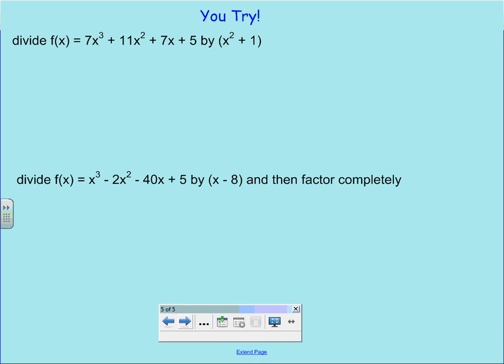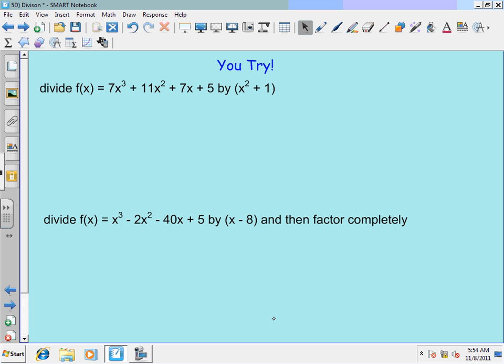Okay, so here we have 2 equations for you to try. I want you to do long division for the top one. And you can go ahead and use synthetic division for the bottom one. And then after you divide it out, take a look and say, how can I break it down even more? Okay? And factor completely. So those are the 2 problems I want you to try for our next period.